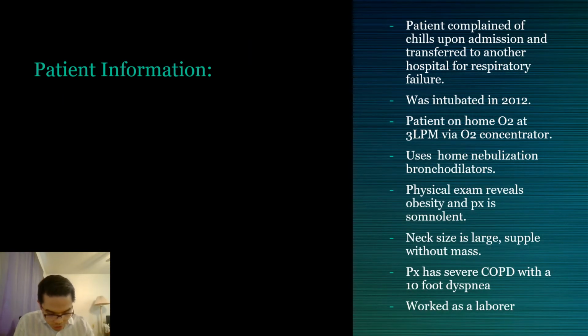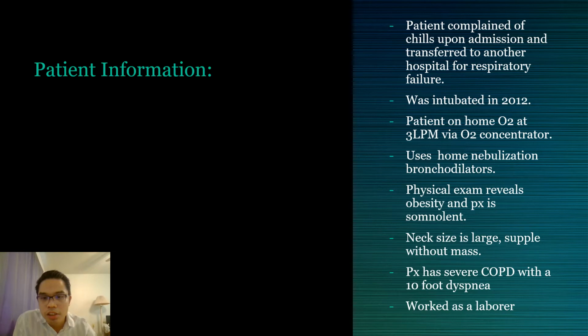The patient was first admitted to a rural hospital and first complained of chills upon admission, and was transferred to another hospital for respiratory failure. Due to his COPD, the patient was intubated in 2012 as he was having respiratory failure. Prior to that, the patient was also on home oxygen using 3 liters via an oxygen concentrator, and he also has maintenance medication of home nebulized bronchodilators to prevent any exacerbations.